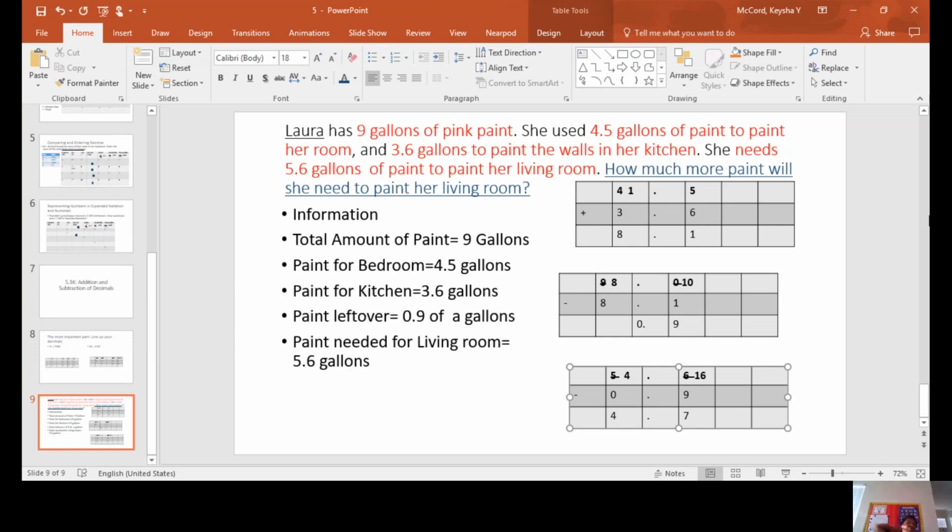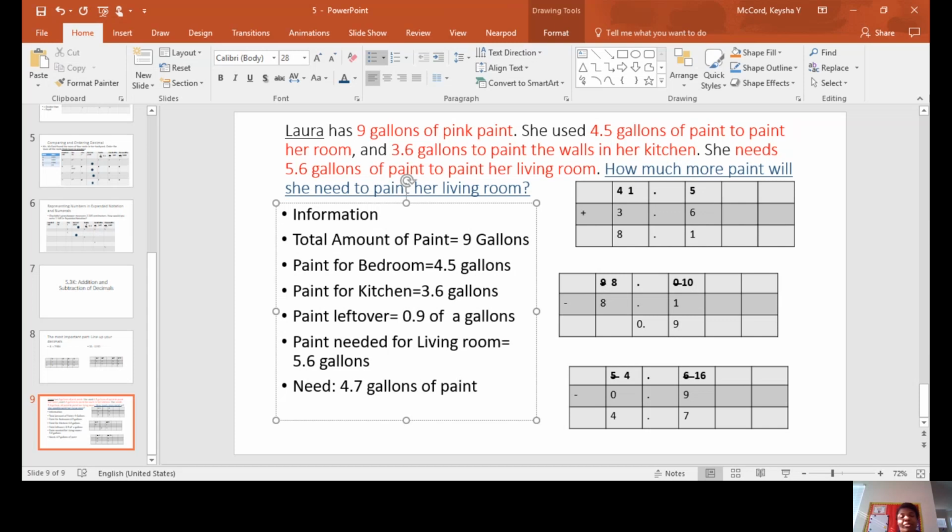Any questions? And then 4 minus 0 is 4. So how much paint do we need left to make for the living room? We're going to need a total. We need 4.7 gallons of paint to finish her living room.